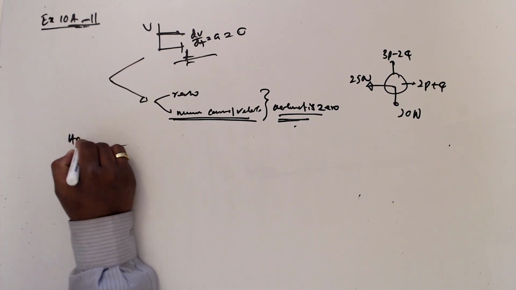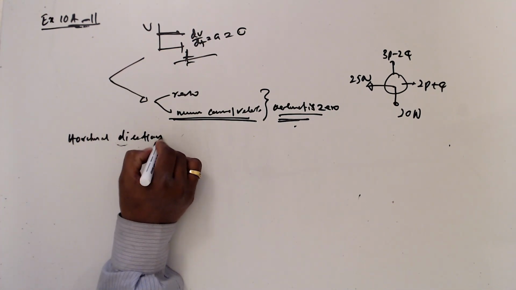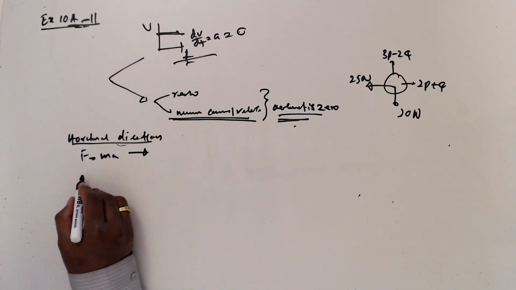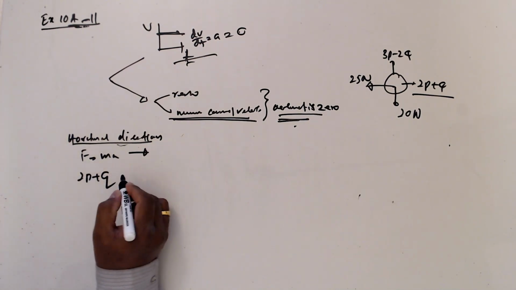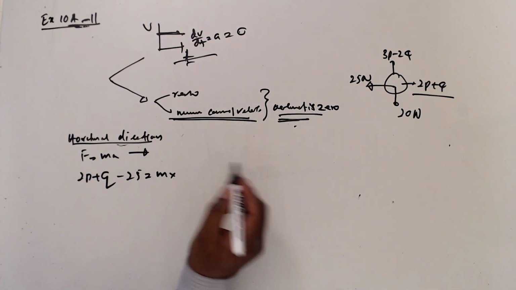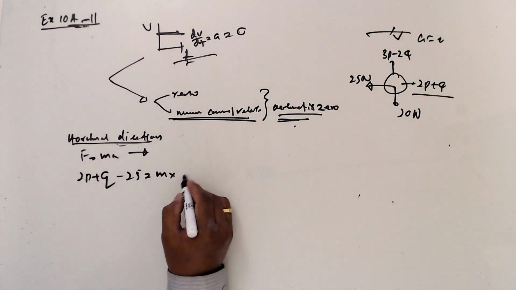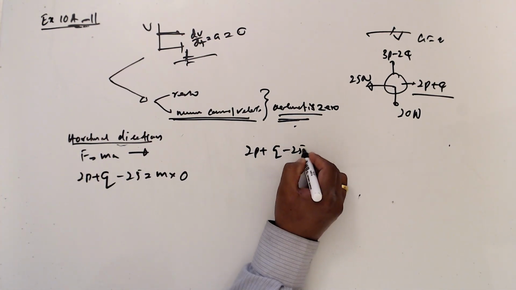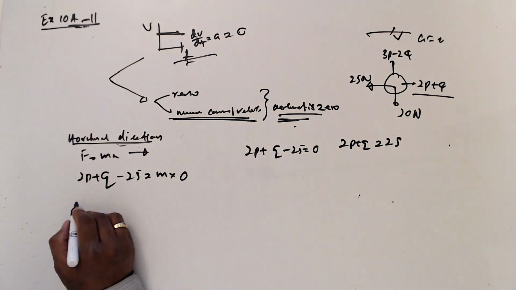So now, as usual, we consider the horizontal forces direction. F equals ma in this direction. This side is positive, then 2p plus q minus 25 equals m times, in that direction, it has a velocity v, but acceleration is zero. Because of that, 2p plus q minus 25 equals zero, 2p plus q equals 25.